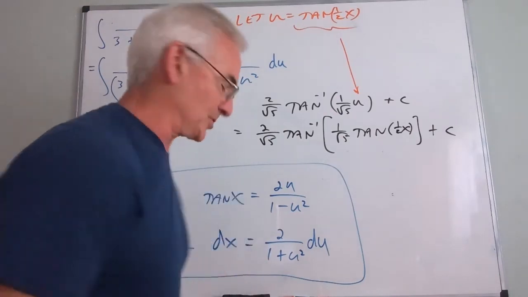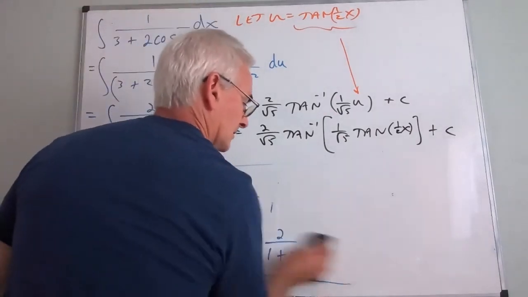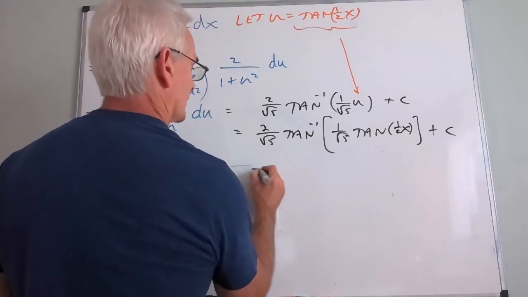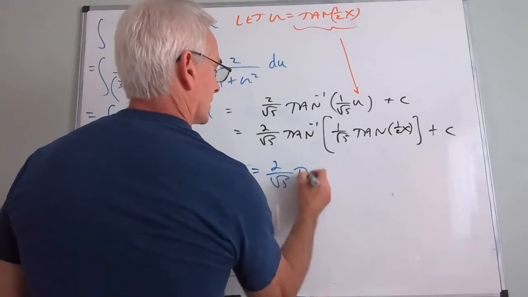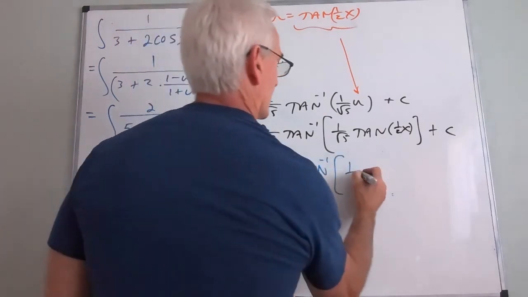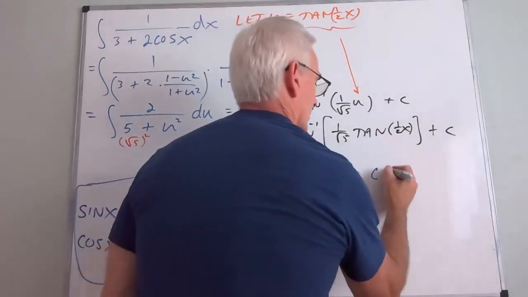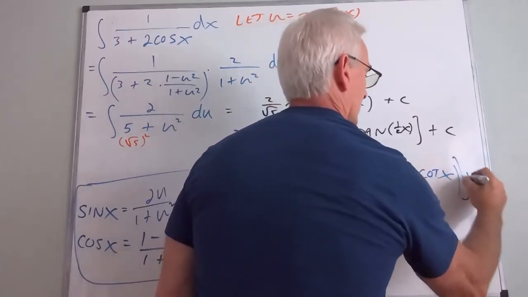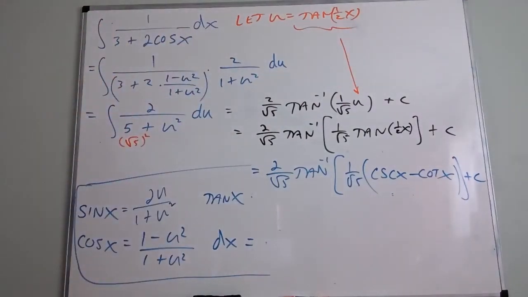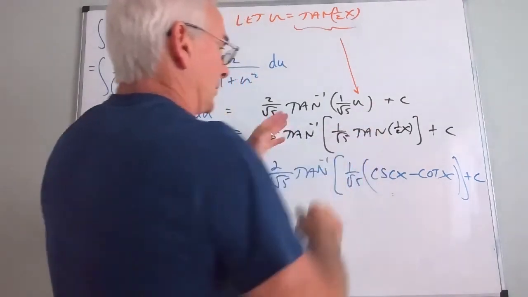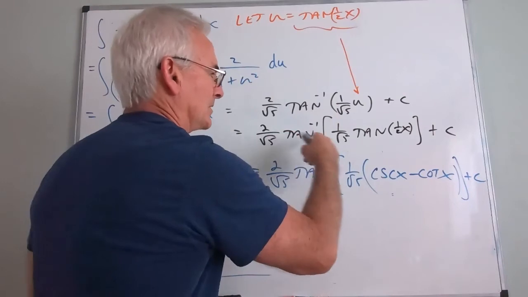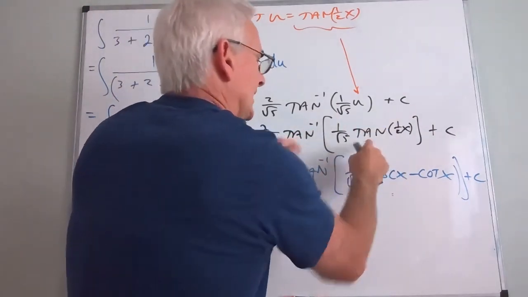How do I get it to be a function of x? Well, that was the little cosecant cotangent thing we just did. So all I'm going to do is change this to cosecant x minus cotan x. There. That's how you get it back to a function of x. Now, even if I could manipulate tan of the inverse tan, the coefficient in front can't be pulled out. So I can't do any kind of manipulation here.